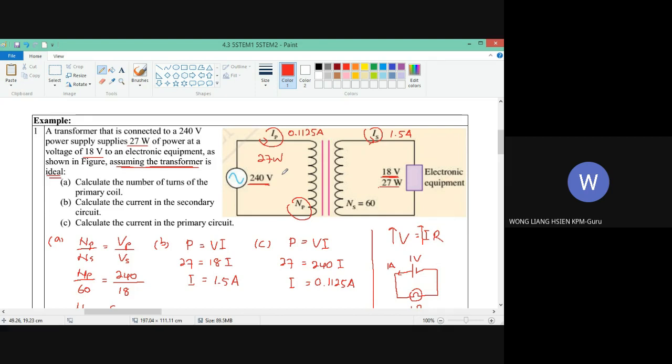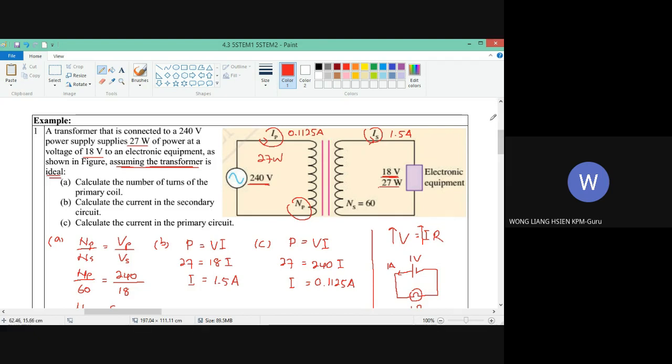So when you change the voltage in the secondary, then the current has to change. If the voltage goes up, the current has to go down. If the voltage goes down, the current has to go up. Okay, get the idea. So I explain this.